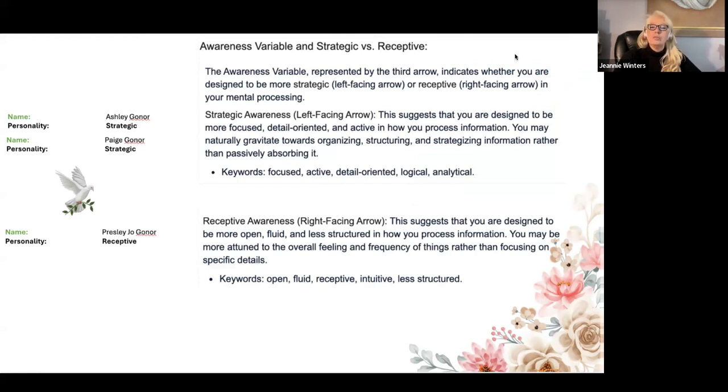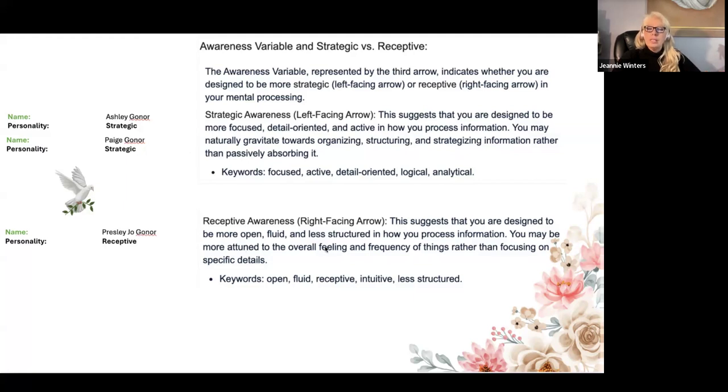The awareness variable is either strategic or receptive. The awareness variable, represented by the third arrow, indicates where you are designed to be more strategic, left facing arrow, or receptive, right facing arrow, in your mental processing. Strategic awareness, left facing, which is you and Paige, suggests that you are designed to be more focused, detail oriented, and active in how you process information. You may naturally gravitate toward organizing, structuring, and strategizing information rather than passively absorbing it. Keywords: focus, active, detail oriented, logical, and analytical.